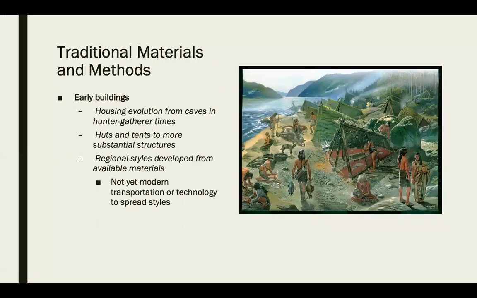So let's go back to our early buildings, what evolved from our early architecture, and also why we don't have proof of a lot of the early architecture from thousands of years ago. Initially, our housing evolved from caves in hunter-gatherer times, where it wasn't really that we were making architecture, we were just utilizing what was there. And this developed into huts and tents and more substantial structures, like we see in this painting here. This is sort of typical of right after the cave hunter-gatherer times.